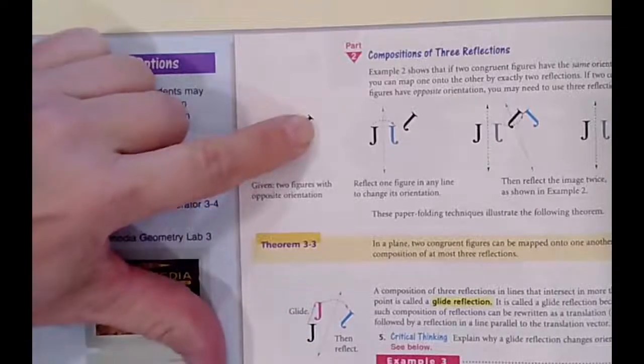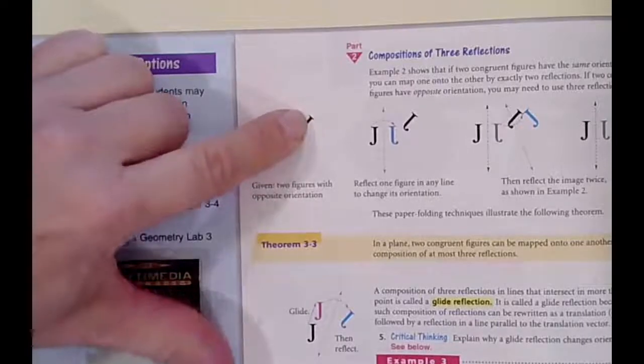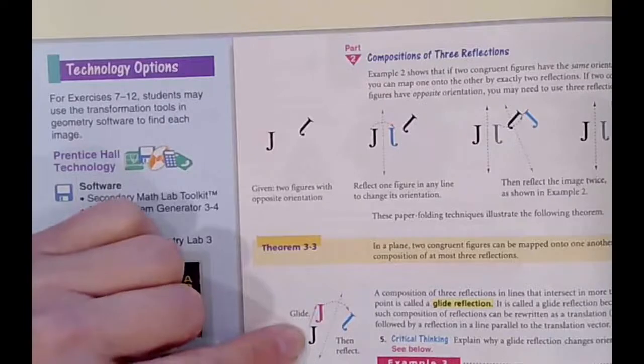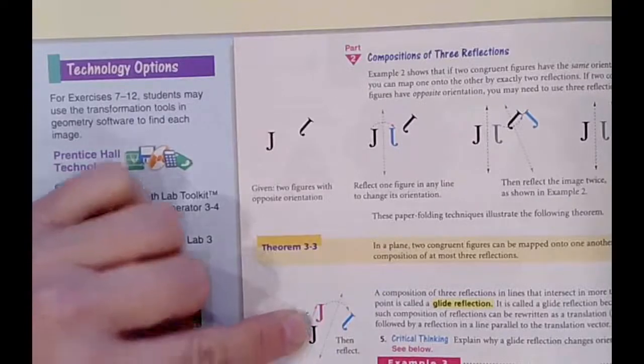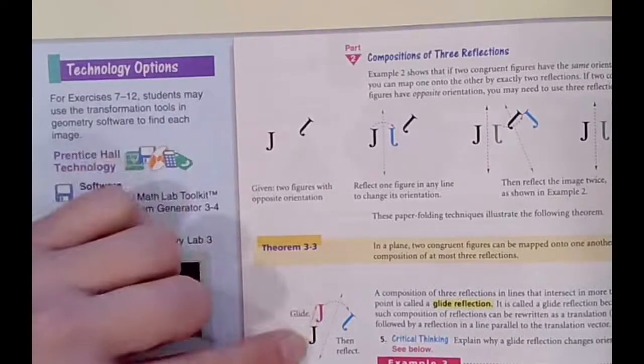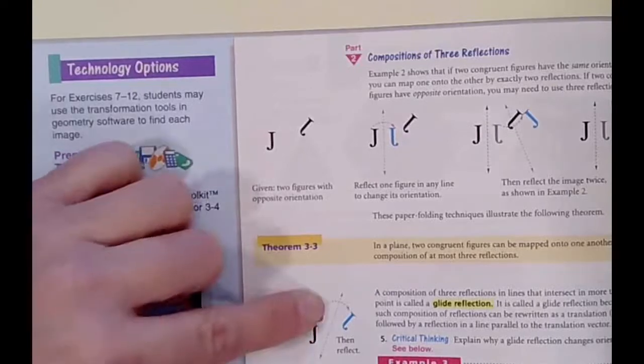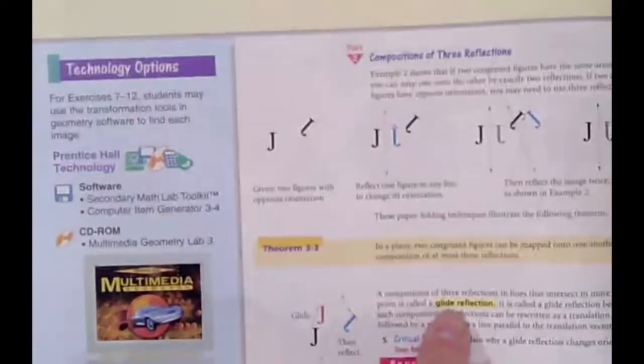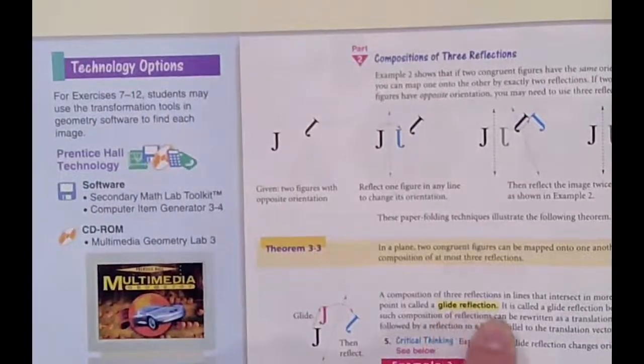Notice this J going to this J took 3 reflections. Here, we can get the same result by going from J to J. We slide, we glide, we translate, and then we reflect over. So we're going to get the same effect by doing something much simpler called a glide reflection. Let's write that down.